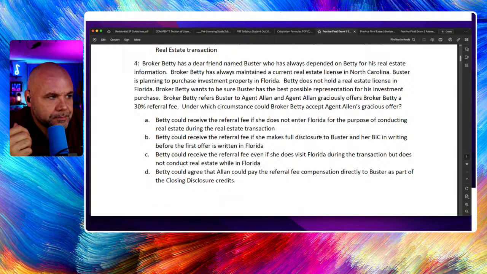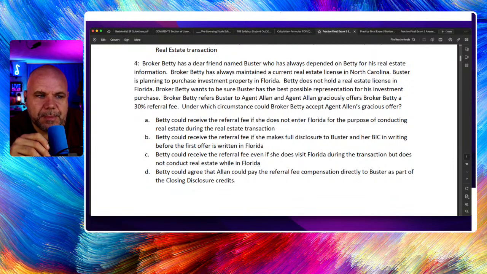Betty could receive the fee if she makes full disclosure to Buster and her BIC in writing before the first offer is written in Florida, or Betty could receive the fee even if she does visit Florida but does not conduct real estate, or Betty could agree that Alan could pay the referral fee compensation directly to Buster as part of the closing disclosure credits. That is true. The only one out of all these that is absolutely true with no question and not needing more information is D. It is true that Betty is referring her friend to another broker.